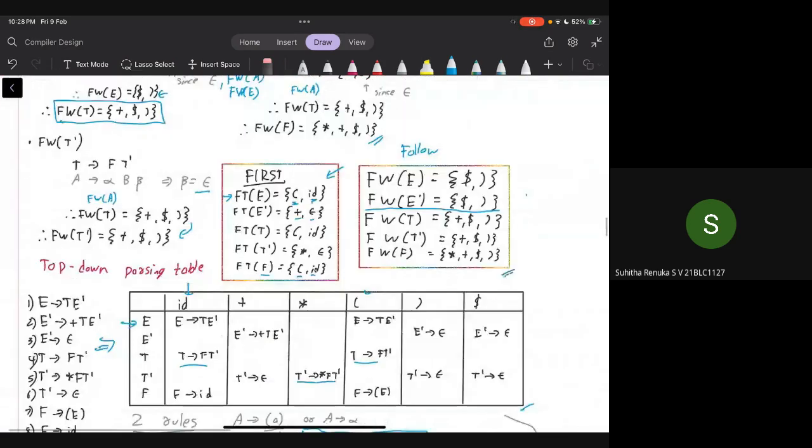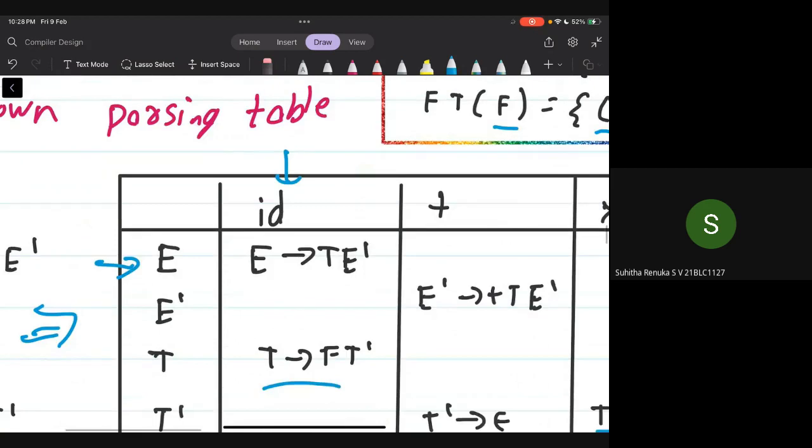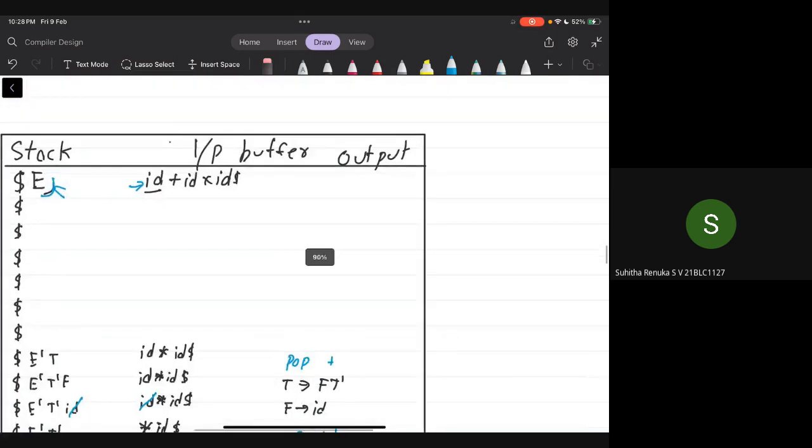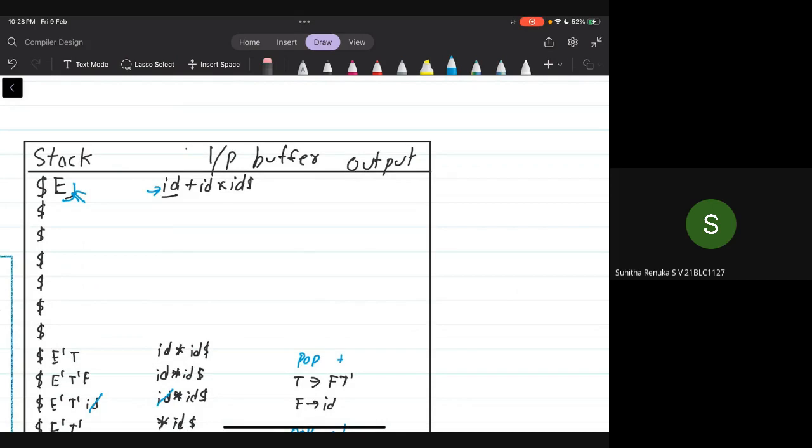How will you do it? You go here. This is the E row. This is the ID column. This is the thing. So you go back and you go here. Wait, I'll erase this.